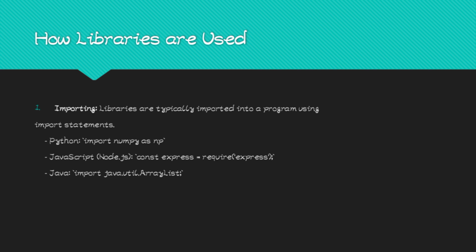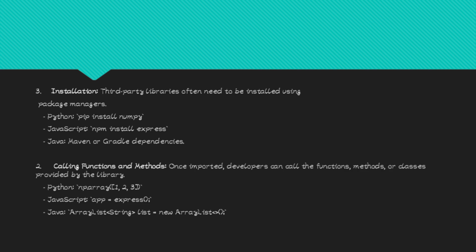I'll give you an example. With Python, we use import numpy as np, so you're importing numpy. In JavaScript with Node.js, we have const express = require('express'). Then in Java, we have import java.util.ArrayList, so we are importing an ArrayList.